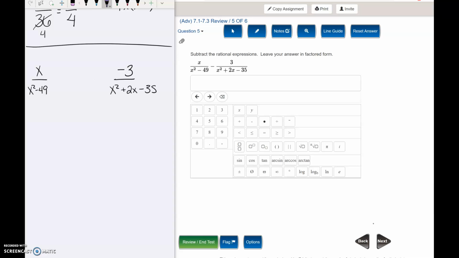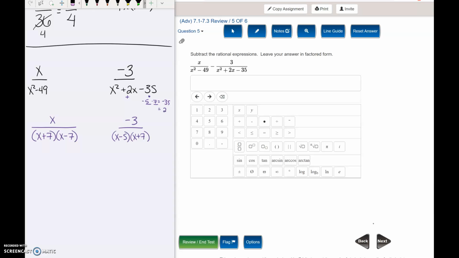Okay, we need to factor. So x squared minus 49 factors into x plus 7, x minus 7. And over here, we're looking for two numbers that multiply to give us negative 35 and add up to 2. That would be 5 and 7. So negative 5 and 7. So x minus 5, x plus 7.